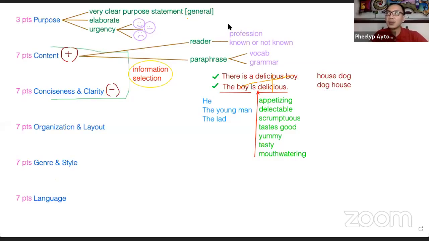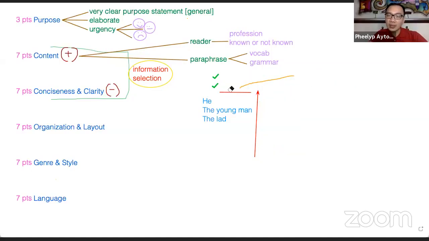Content is when you're giving information that the reader would be needing. Related to that, but in an opposite way, itong si conciseness and clarity. Again, conciseness and clarity is about not giving information that should not be there. First thing to think about regarding that is, of course, you should not be including irrelevant details.